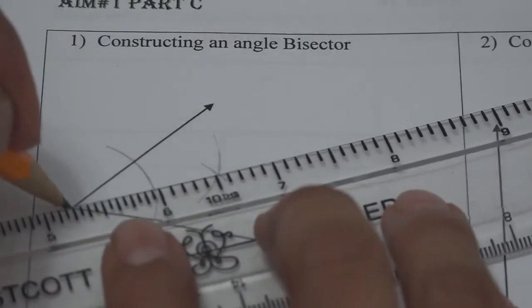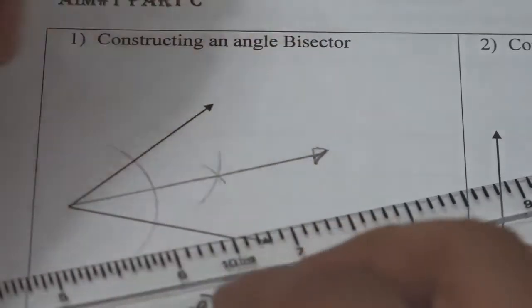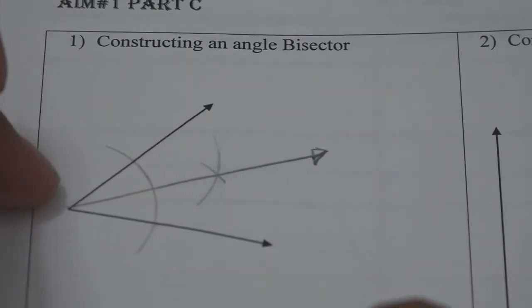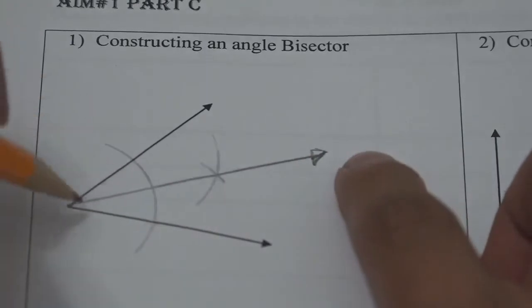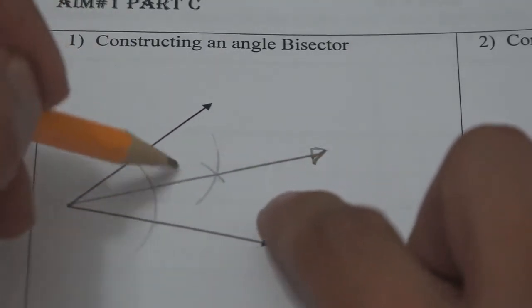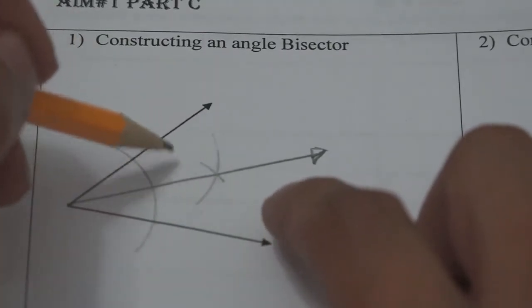It's a ray. Now, what's so peculiar about this? Well, this angle bisector, this ray, goes from the vertex, and it divides this angle into two congruent angles. So if this is 42, each of the angles is 21.